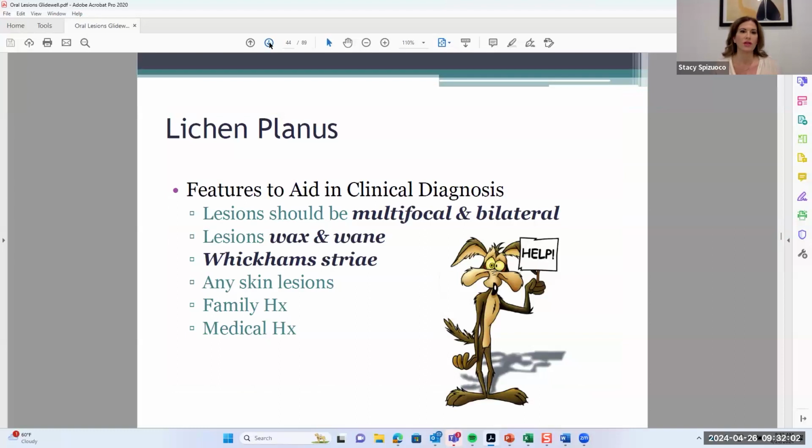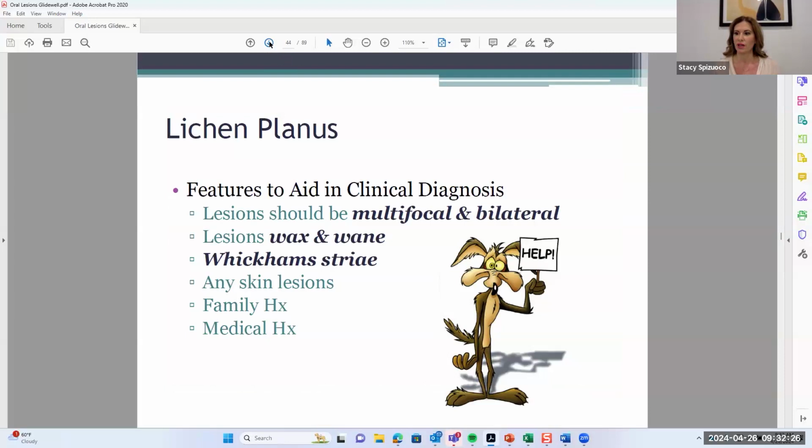So this is what helps us aid in our diagnosis. There'll be multifocal bilateral lesions. They'll kind of wax and wane. It comes and goes. Patients sometimes notice it, sometimes they don't have it. The Wickham striae, that lace-like pattern. Also, sometimes there are lesions on the skin that can help you make your clinical diagnosis. You also want to get a history: the patient has family that have it, or they have a medical history of it.